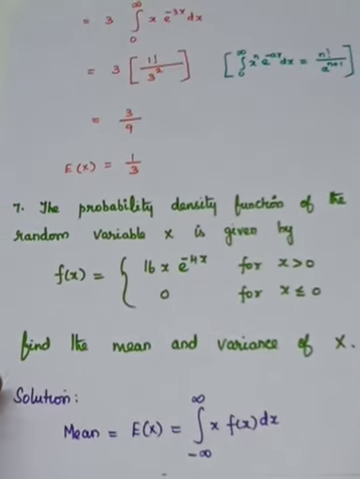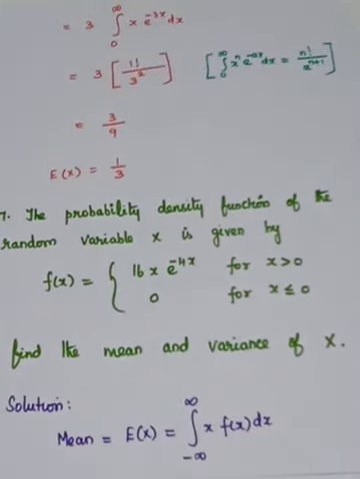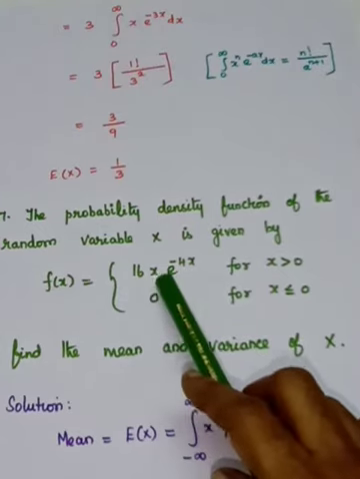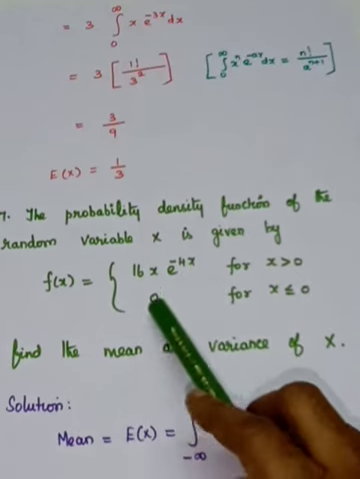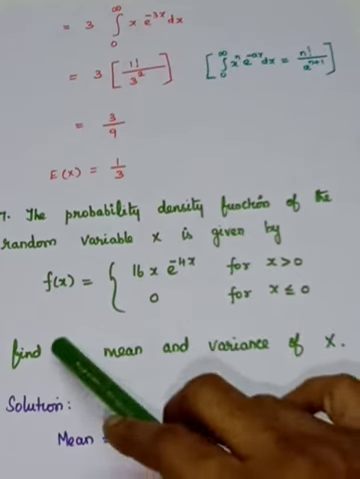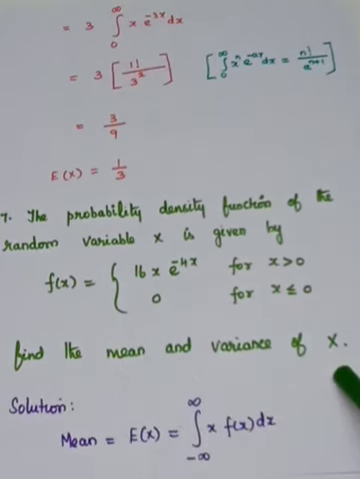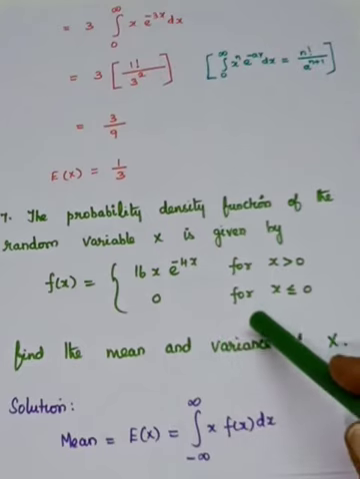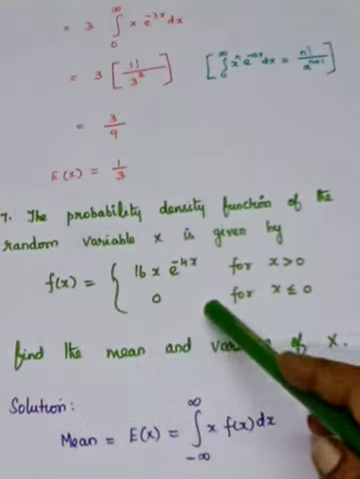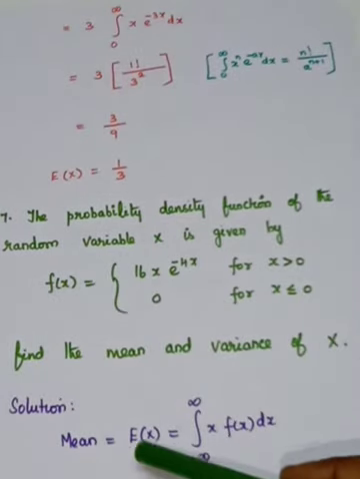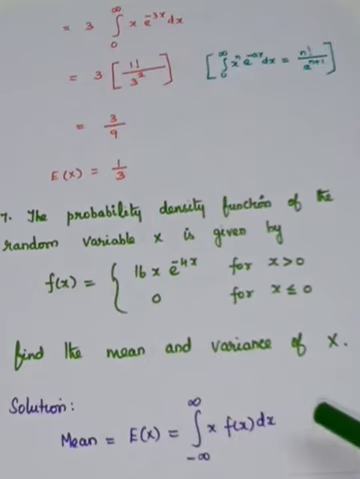So coming to the problem number 7, the probability density function of the random variable is given by f of x is equal to 16x e power minus 4x for x is greater than 0, 0 for x is less than or equal to 0. Find the mean and the variance of x. So mean means E of x has to be found. So it is a probability density function. So it is x greater than 0. So it is a continuous random variable. So therefore E of x is equal to integral minus infinity to infinity x f of x dx.